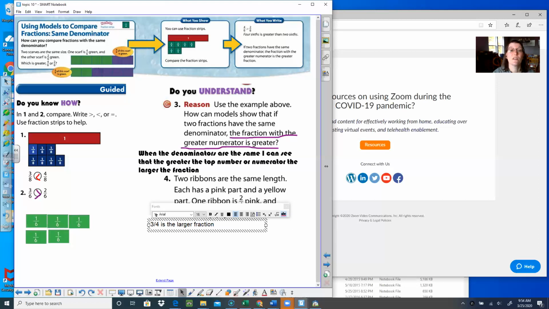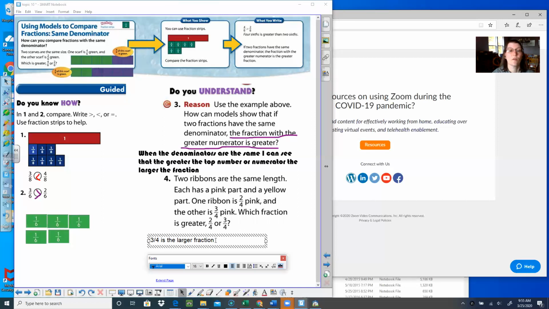And that one is the, let's see if I can move this. I don't remember what color it was. Oh, well, now that's in the way. Oh, there we go. 3/4 is a larger fraction. The pink ribbon is, and they said greater.